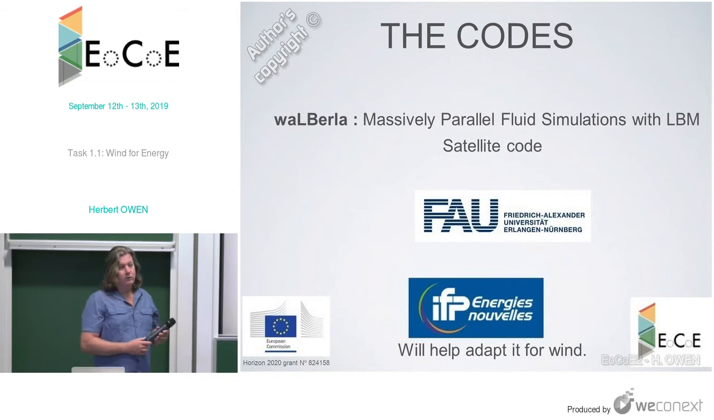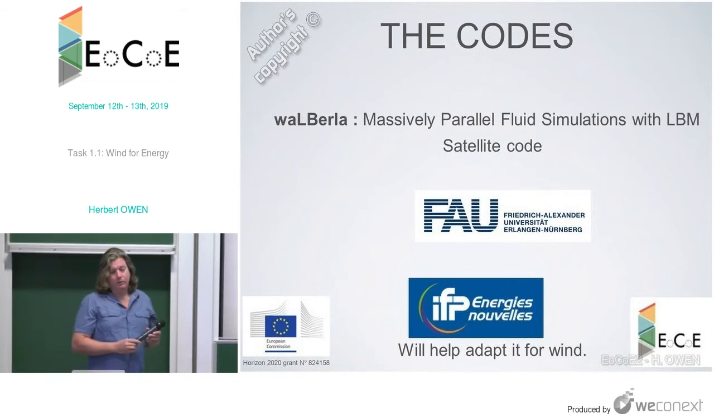The second code is Walberla. This code is being developed by Ulrich Rude, and it's also a highly massively parallel code, and it needs to be adapted to wind energy simulations. For this, the people from EFP will provide the knowledge on wind energy, and they will interact with Ulrich and his group to try to get a code that is also suitable for wind energy. It's a very different numerical simulation.